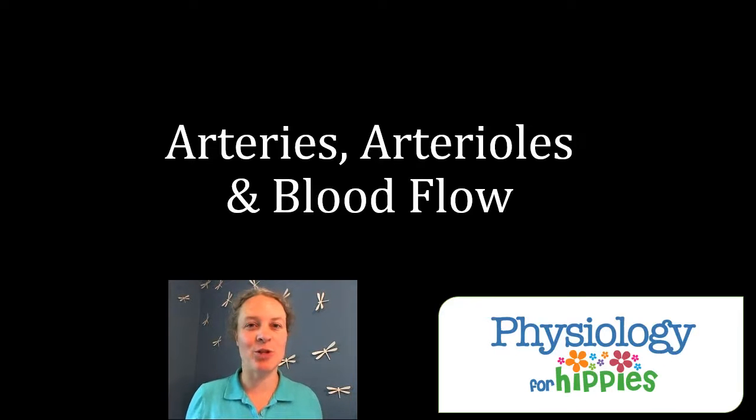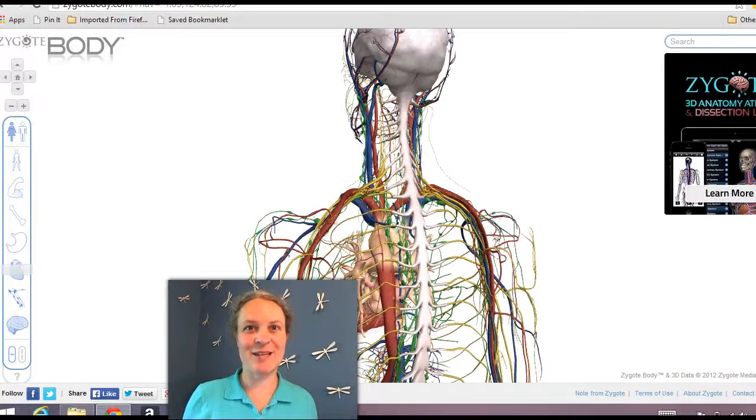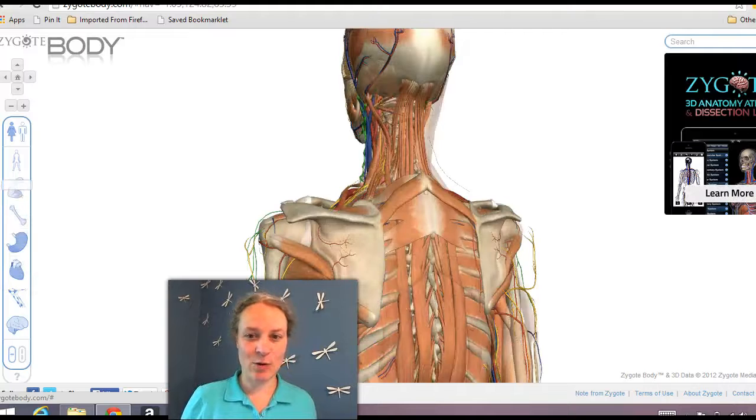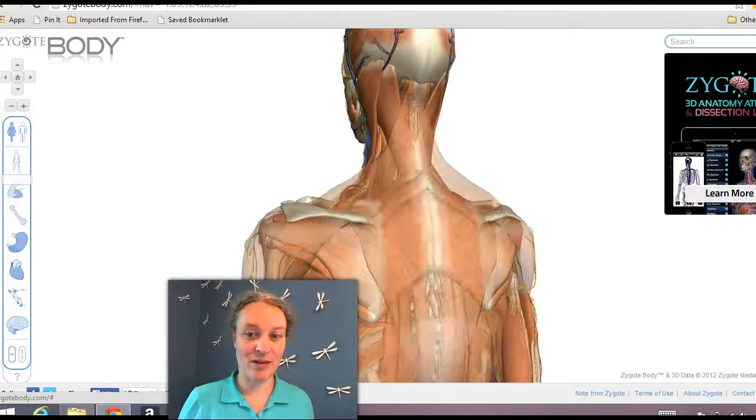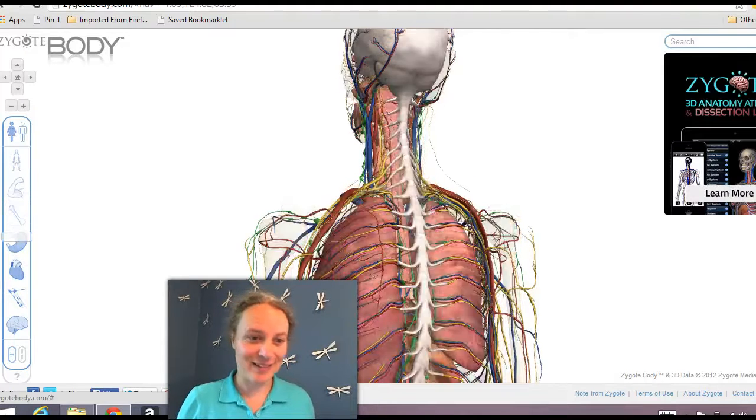Before we start, I actually want to show you one of my favorite things on the internet. And this thing is called Zygote Body. You can see it's at zygotebody.com. And this is essentially a tool that lets you zoom in and out of the different layers of the human body. And I love it. I think it's really cool.